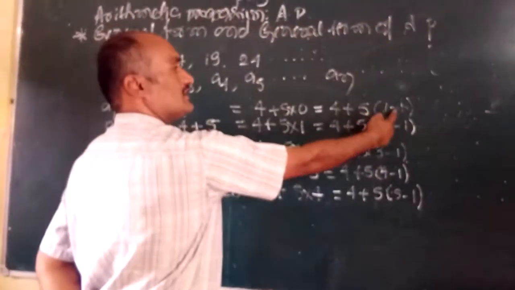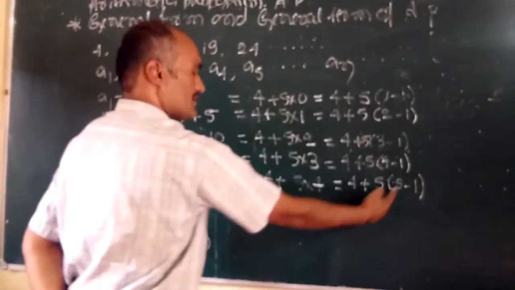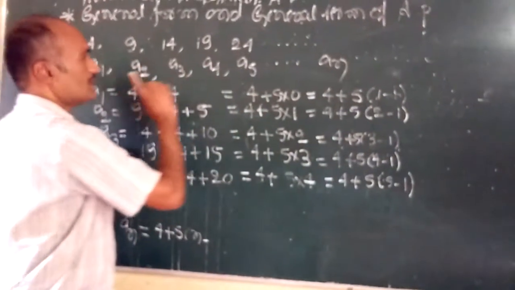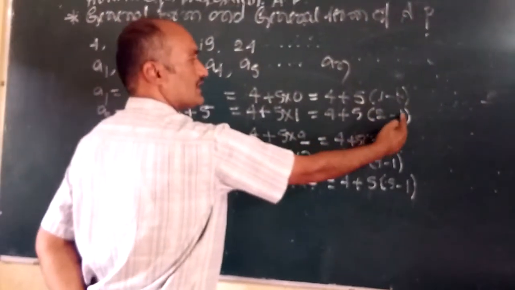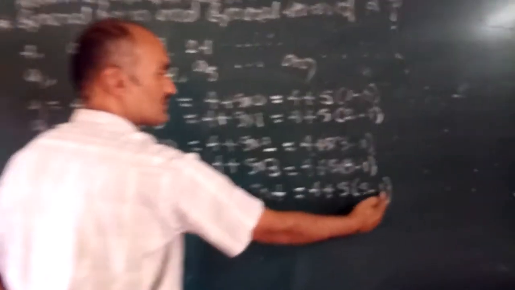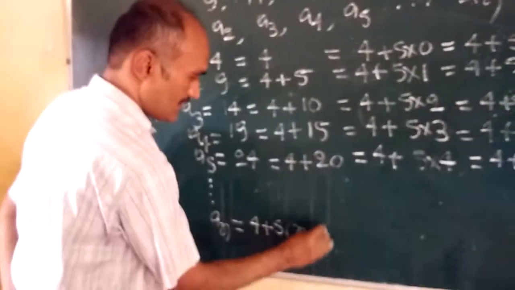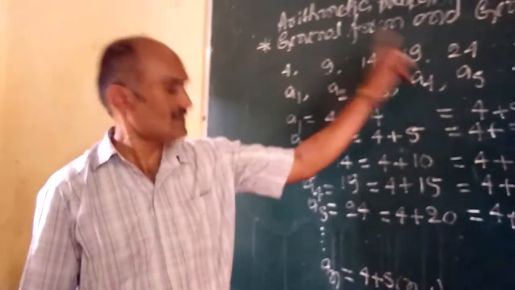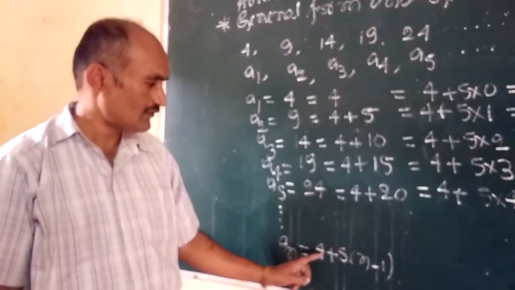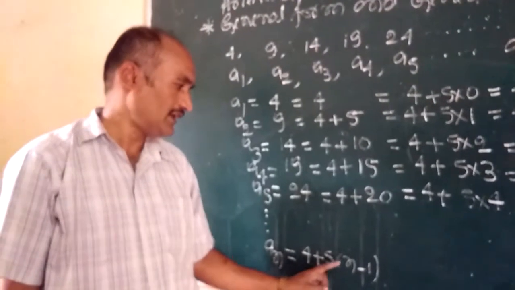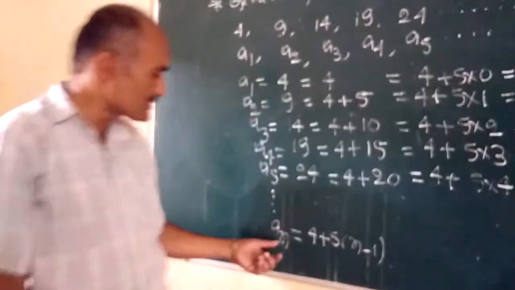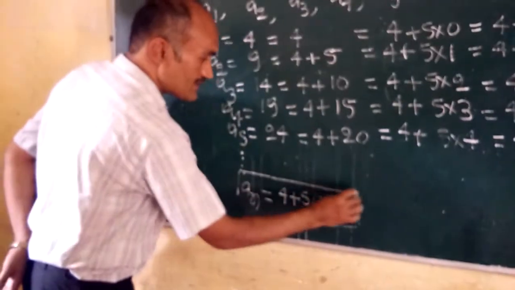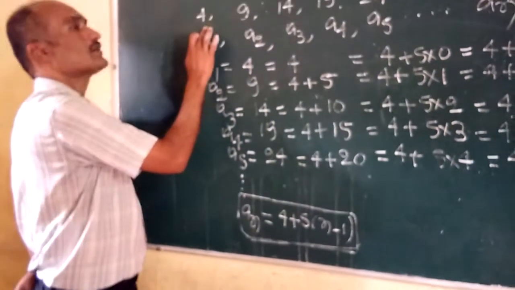Look here, in all the terms minus is there. So in the nth term also minus should be. Here 1 is there, here also 1, here also 1. So 1 is constant, 1 is as it is. So the nth term of this progression is an is equal to 4 plus 5 into n minus 1. This is the general term of this arithmetic progression.